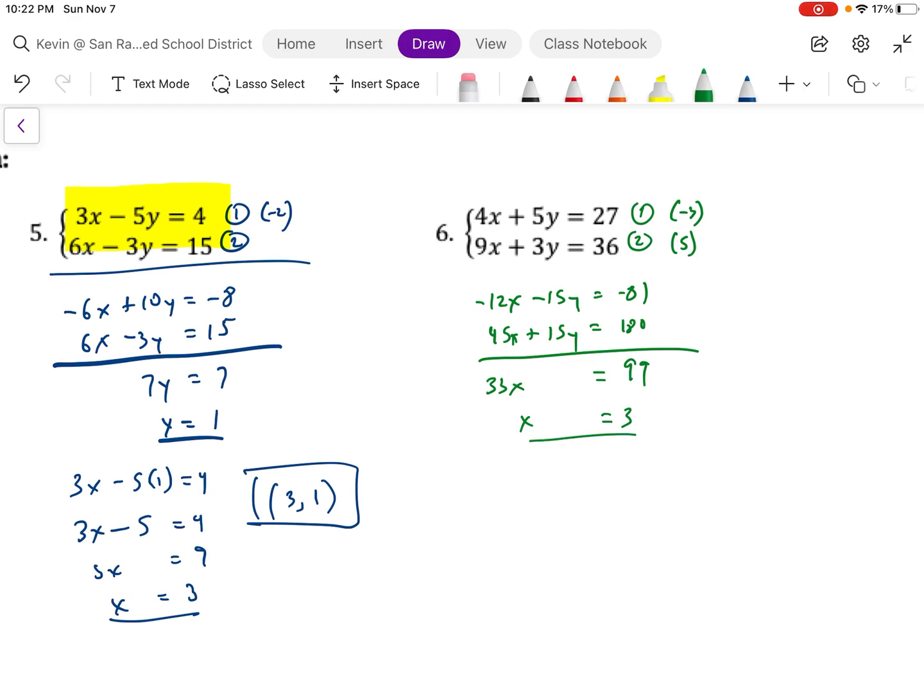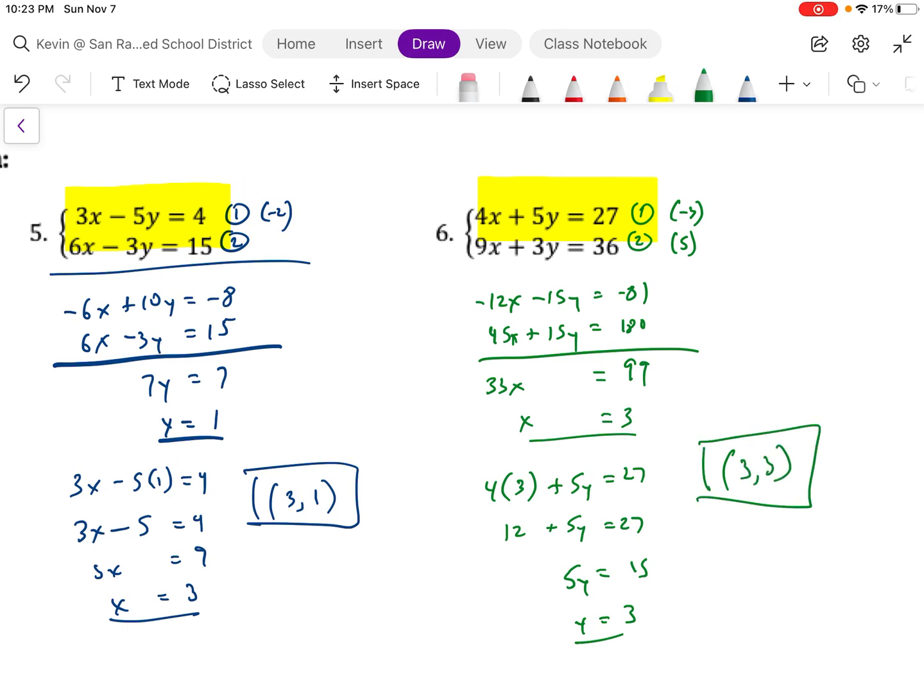Then I just take that, my x value, plug it into one of my equations. And 3 plus 5y equals 27. 12 plus 5y equals 27. 5y equals 15. And y equals 3. So again, my solution set would be (3, 3).